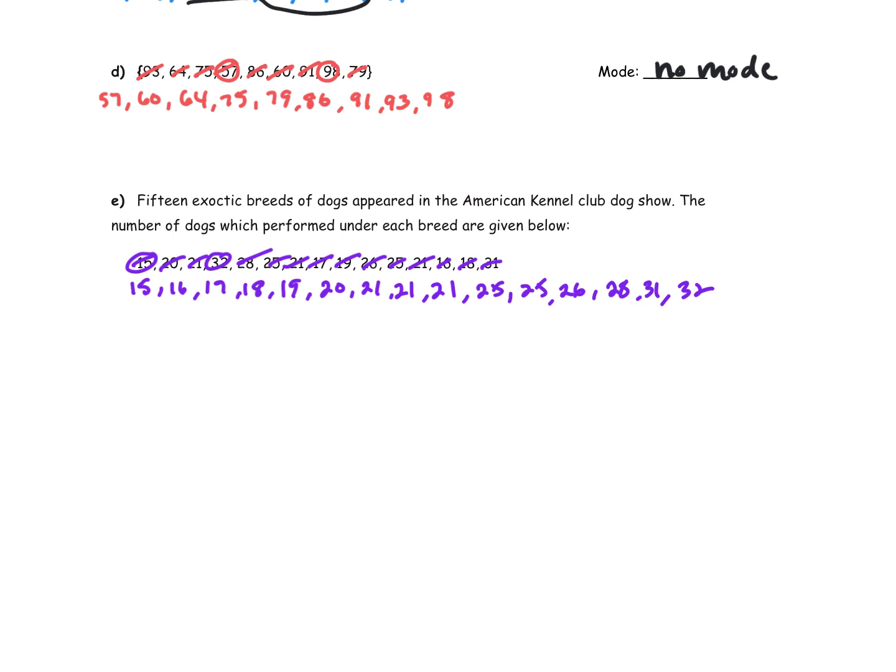So for this particular set of data, it was nice that they told us there's 15 breeds of dogs, so we should have 15 data items. And as we scan through, we can see that 21 is repeated and 25 is repeated. However, 21 is repeated 3 times, and we only see 25 2 times. So the mode for this set of data would be 21.